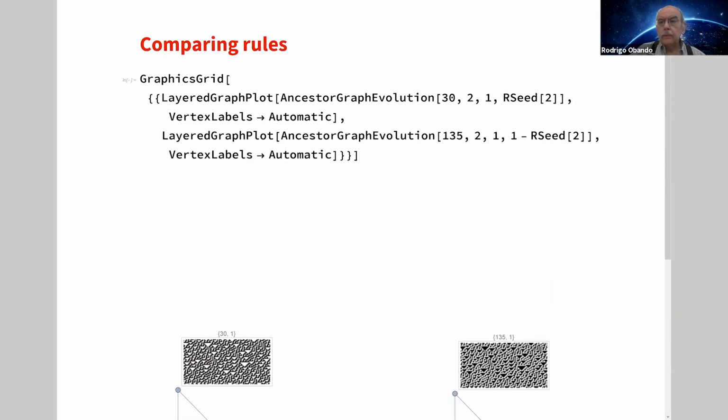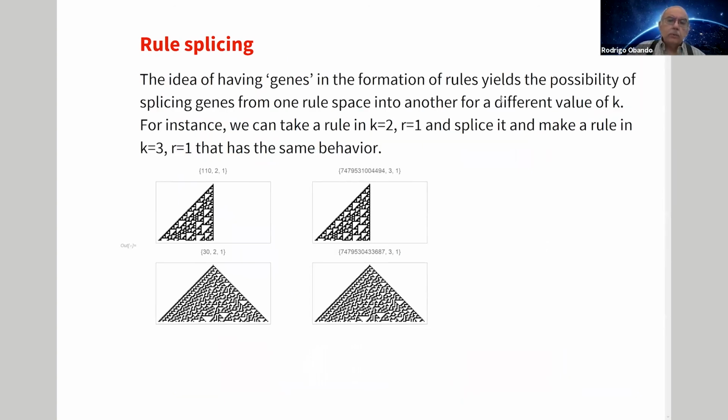So let's take a look at the next slide. The idea of having genes in the information of rules yields the possibility of splicing rules from one rule space into another for a different value of K. So now that I have that, I'm going to take a rule in K equal to 2 or equal to 1. In this case, I'm taking 110, it's famous. So just name dropping at this time.